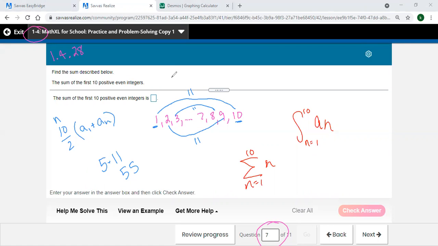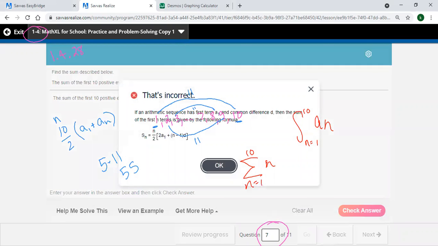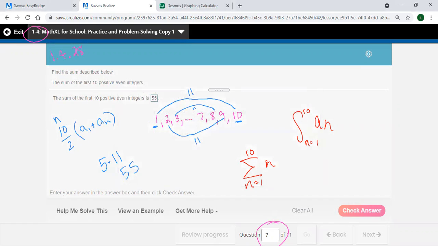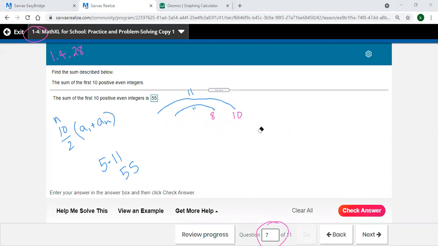All right, so 55 was the answer we got. And let's see what it says. It says that was not right. Sum the first 10 positive even integers. Hello, read the question. Let's erase all this. Well, that's okay. We got a little introduction to kind of what we're getting ready to do anyway.